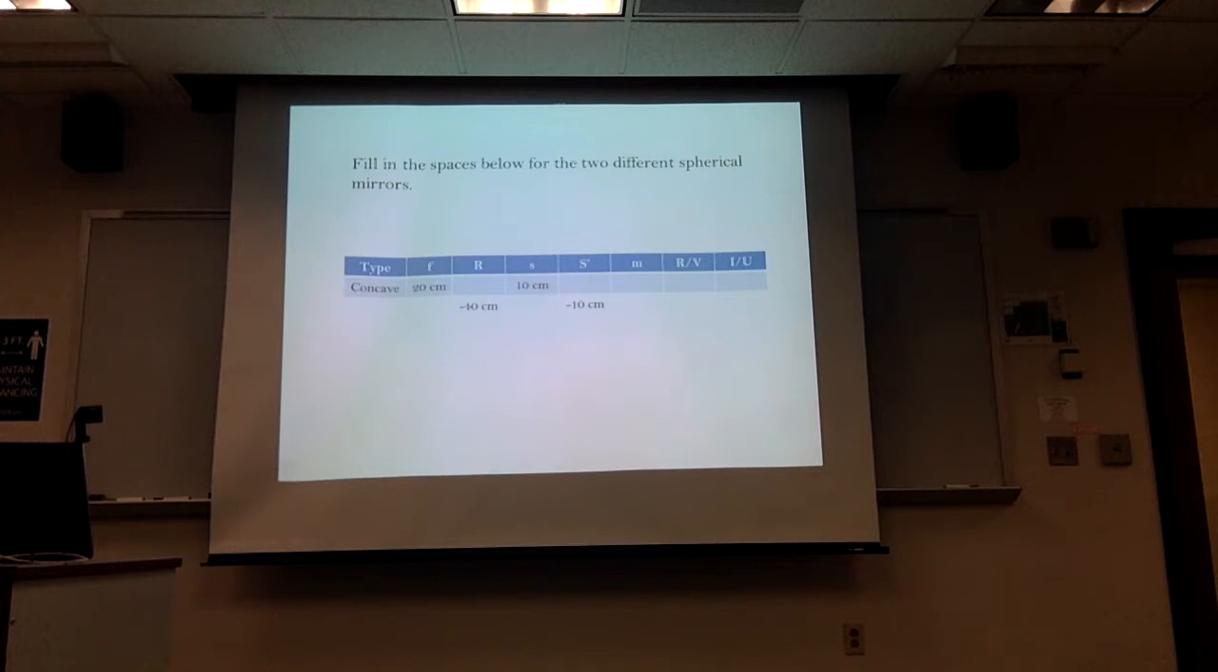Yeah, so m should be positive because s prime is negative. That's correct. So you have a negative, negative, which cancels out and becomes positive, which makes that upright and virtual because s prime is negative. Correct. That was also virtual. And then from here, is that negative? Cancel the negative. Upright.